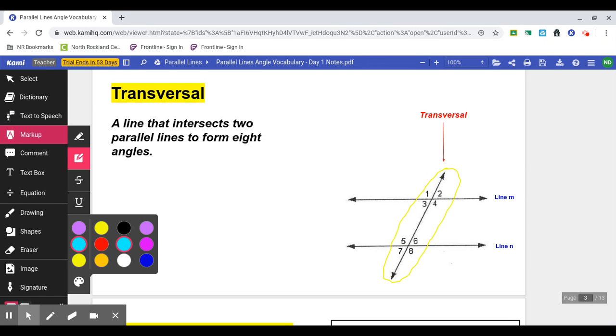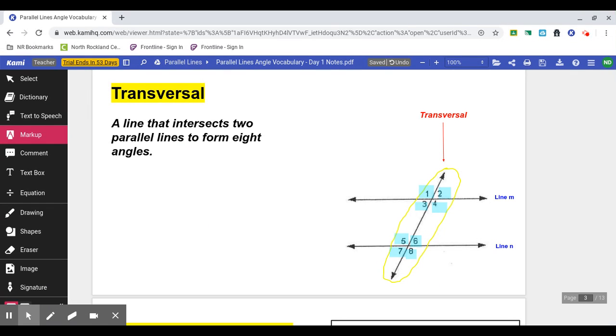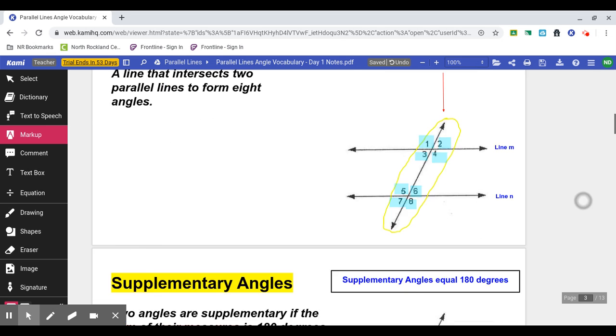So as you can see on our first parallel line, that transversal cuts through and it forms angle 1, then it forms angle 2, then it forms angle 3, and angle 4. Then if we look at the second parallel line, it also forms angle 5, angle 7, angle 6, and angle 8, totaling 8 angles. Okay?